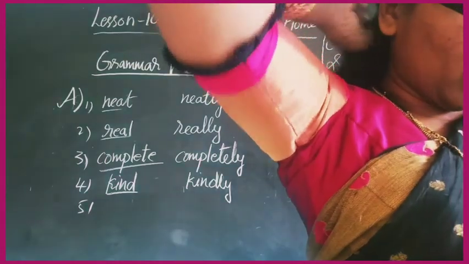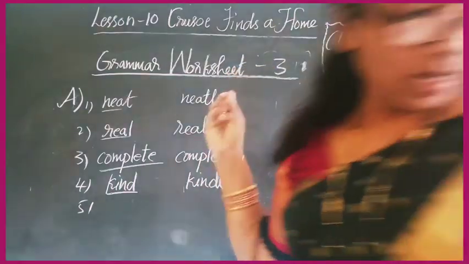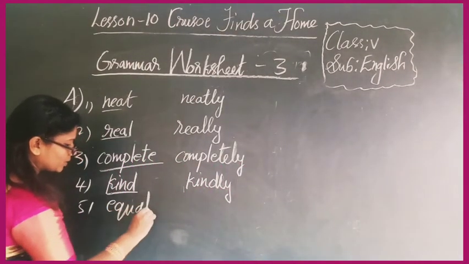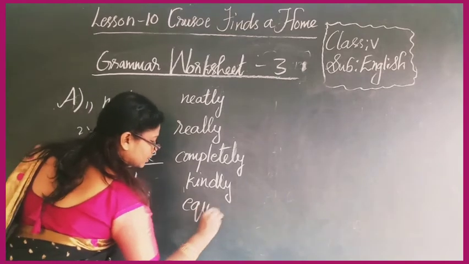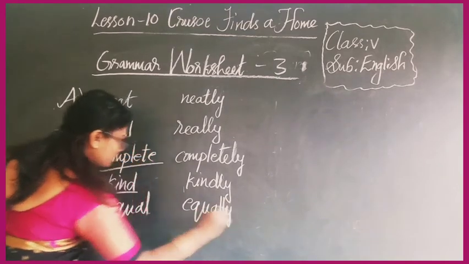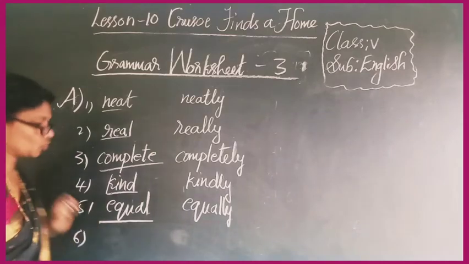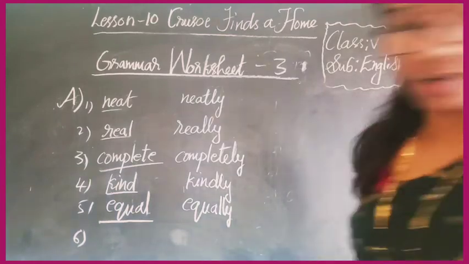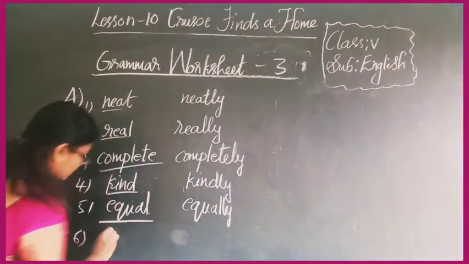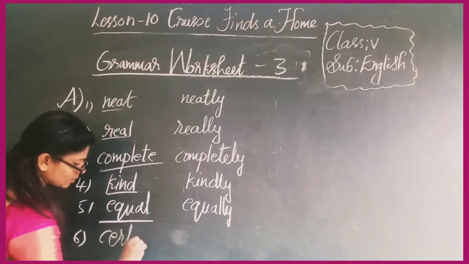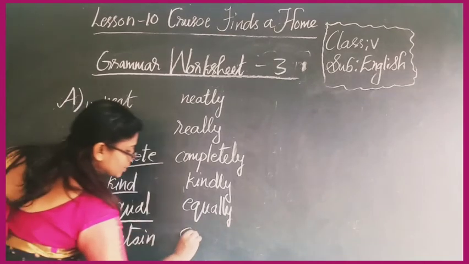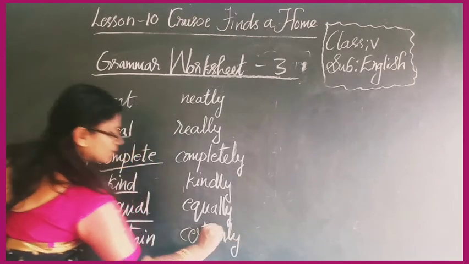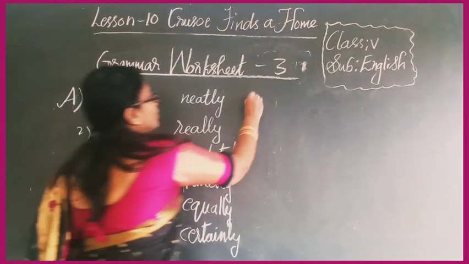Fifth one. John found both the suitcases equal expensive. Equal expensive is wrong. You should write equally. Now let's go with the sixth one. She is certain the right person for the job. Again it is wrong. Certain is wrong and certainly is the correct adverb. Certainly. Now let's go with the seventh one.